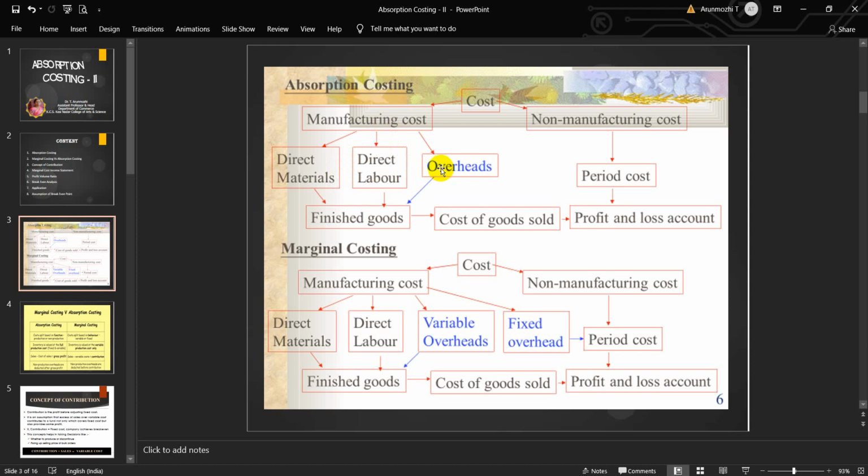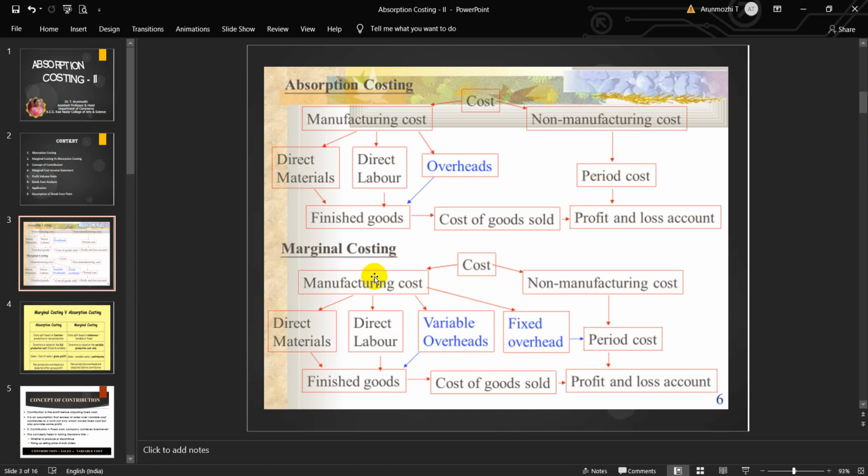Whereas in absorption costing, we call it only one term, overheads, but in marginal costing, we see two terms, variable overheads and fixed overheads. Next, overheads become finished goods costs, which lead to cost of goods sold and profit and loss account. Non-manufacturing costs are called period costs, which go again to profit and loss account.